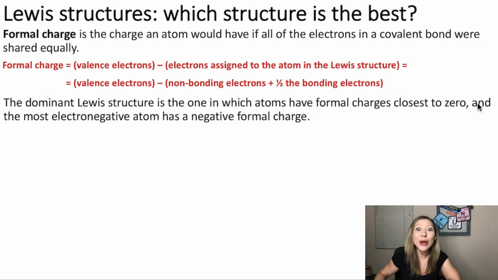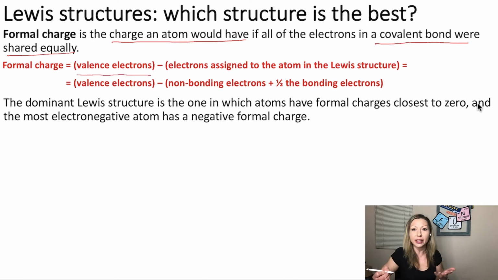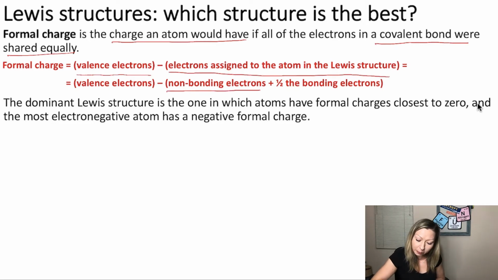Hello guys, let's talk more about Lewis structures and formal charges, which will help us figure out which Lewis structure is the best. So the formal charge is actually the charge an atom would have if all the electrons in a covalent bond were shared equally. In order to calculate the formal charge, we have to know the number of valence electrons of the atom and subtract from it the electrons assigned to the atom in the Lewis structure. And that is the sum of the non-bonding electrons plus half of the bonding electrons. And the way I like to think about it is that it is simply the number of sticks and stones around an atom. Let me show you why.